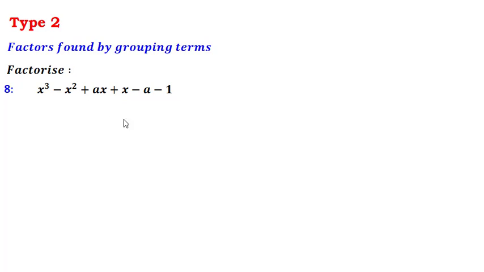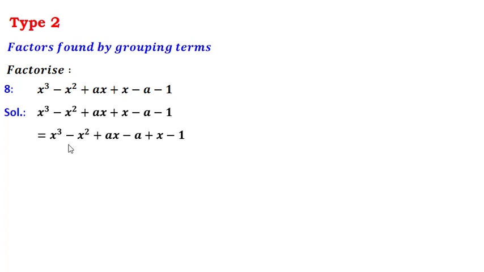The eighth problem is x cube minus x square plus ax plus x minus a minus 1. Now I can take x square common from these two terms. I can take x common from these two terms. But what happens here, I have minus sign. Now if I take x common, here I have a plus 1, and here a is not there. So I have to rearrange first. So let us write this as x cube minus x square plus ax, this minus a I will write first, so plus ax minus a, then this is x minus 1.